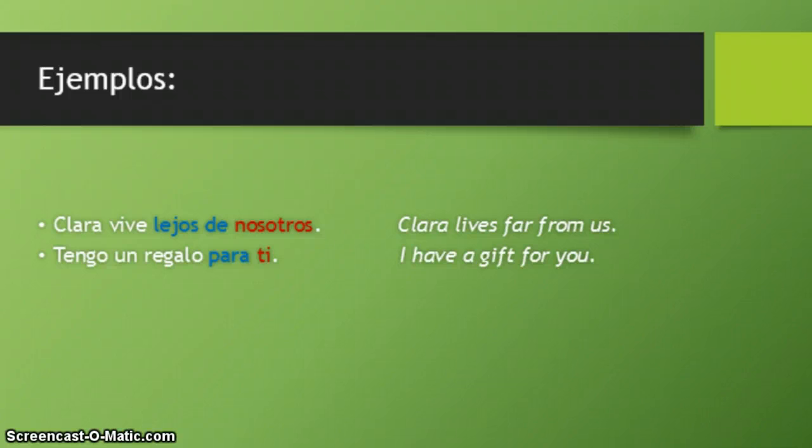Here I have some of the examples. Clara vive lejos de nosotros. So I'm saying Clara lives far from us. So I have that preposition de in there, followed by my pronoun nosotros. Yo tengo un regalo para ti. Remember, I can't say para tú, I gotta say para ti, for you. So that's one of our changes, the mí and the ti.